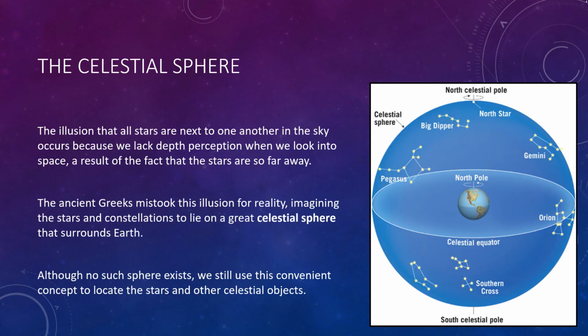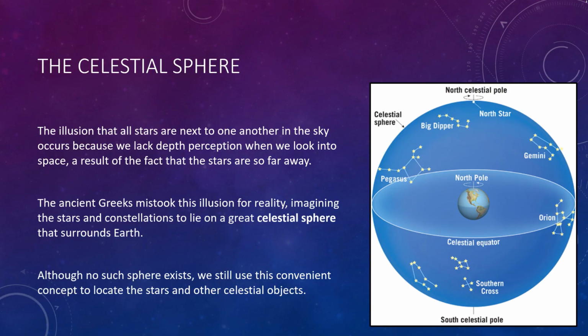The stars in a particular constellation appear to lie close to one another, but may actually be quite far apart, as we discussed previously. Because they may lie at very different distances from Earth, this illusion occurs because we lack depth perception when we look into space, and so this is a consequence of the fact that the stars are so far away. The ancient Greeks mistook this illusion for reality, imagining that stars and constellations lie on a great celestial sphere that surrounds the Earth.